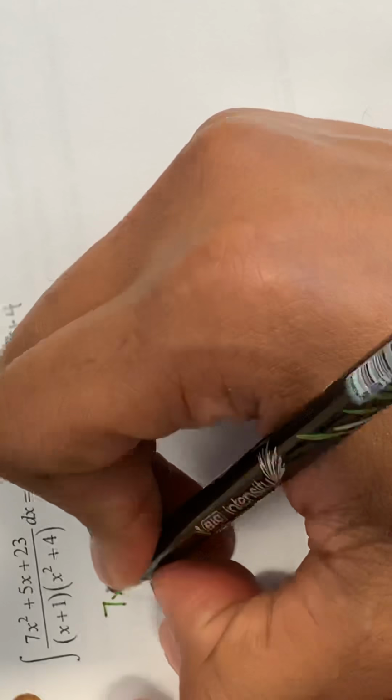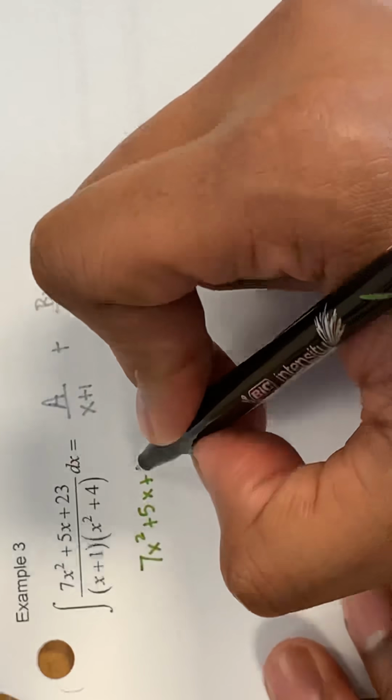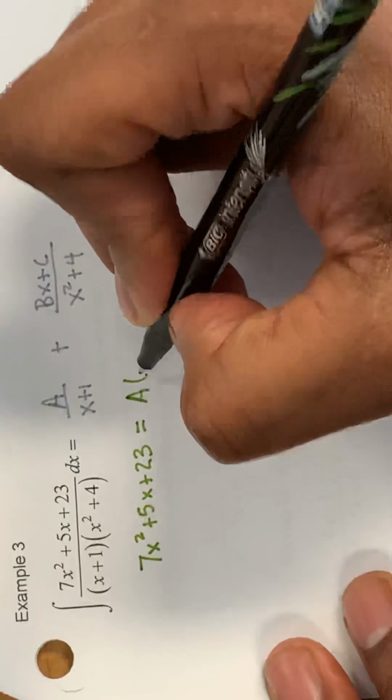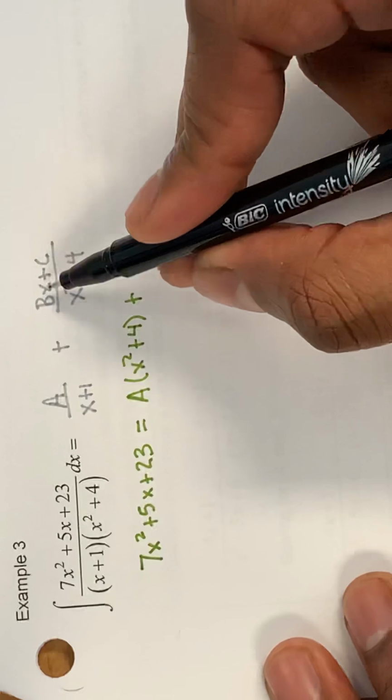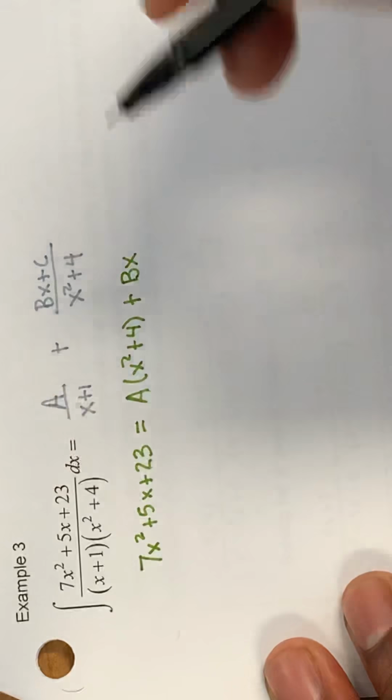We'll get the numerator, which is 7x squared plus 5x plus 23, and that's going to equal, again, the x plus 1 is going to cancel, so we'll have just a times x squared plus 4 plus, so for the bx term, we're going to have bx times x plus 1, and the x squared plus 4 cancels out for it. But then we're also going to have plus c, and c is going to be just multiplied by x plus 1 because the x squared plus 4 also cancels. So plus c times x plus 1.